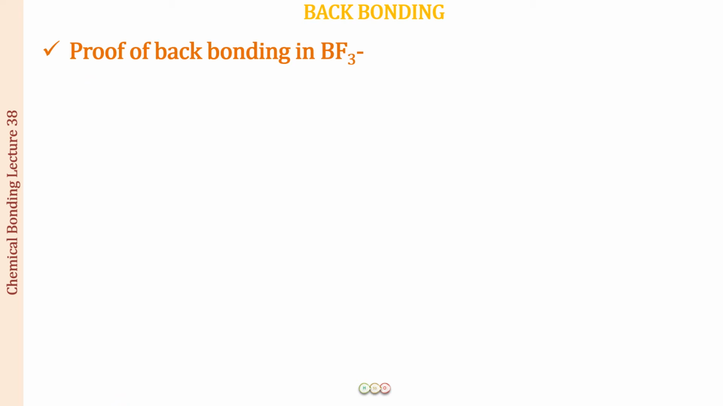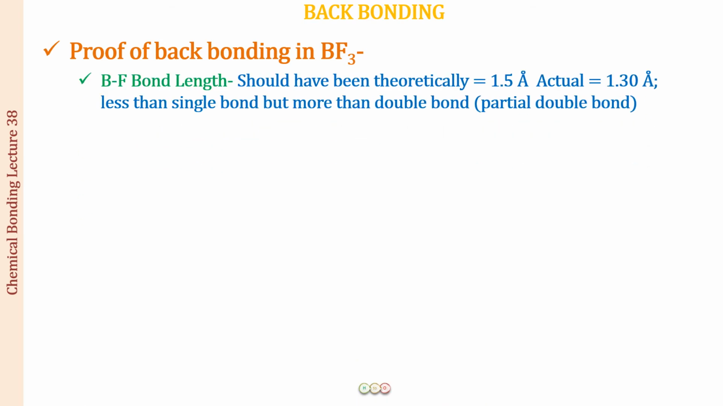So now let us learn the proof of back bonding in the BF3 molecule. How do we actually tell that BF3 has back bonding? Why can't we just assume this to be a limitation of the Lewis theory and move on? We actually have some evidence telling us that this is a stable molecule because of back bonding. So the first proof is the boron-fluorine bond length. Theoretically, if this is a single bond, the value should have come to 1.5 Angstrom, but what we find is that the bond length value is 1.30 Angstrom.